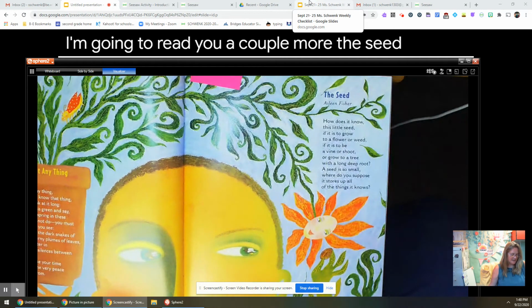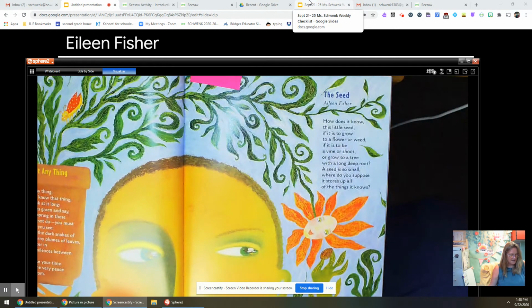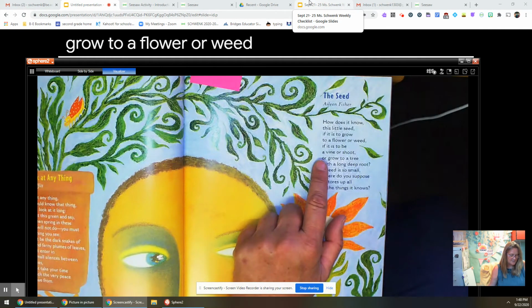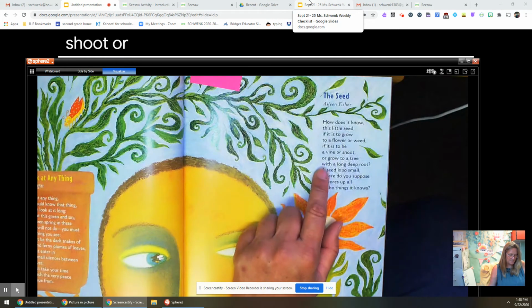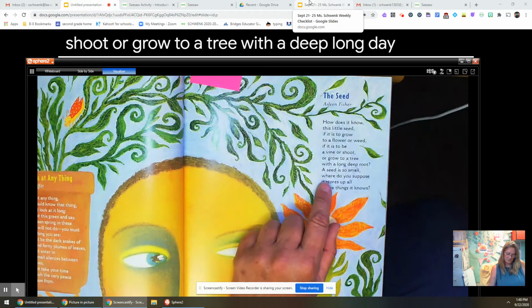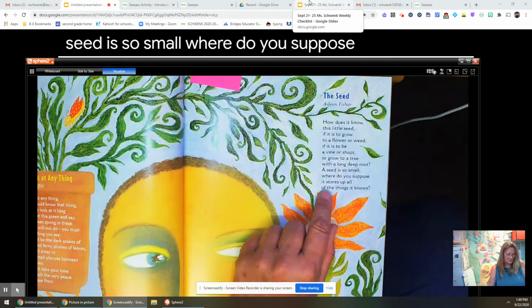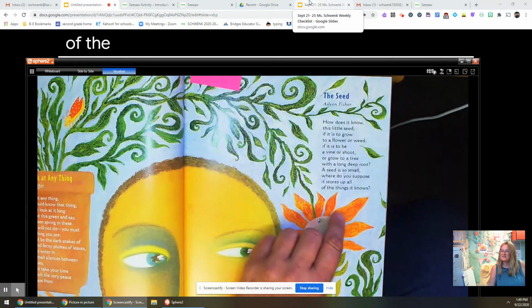The Seed by Aileen Fisher. How does it know, this little seed, if it is to grow to a flower or weed? If it is to be a vine or shoot, or grow to a tree with a deep, long, deep root? A seed is so small. Where do you suppose it stores up all of the things it knows?